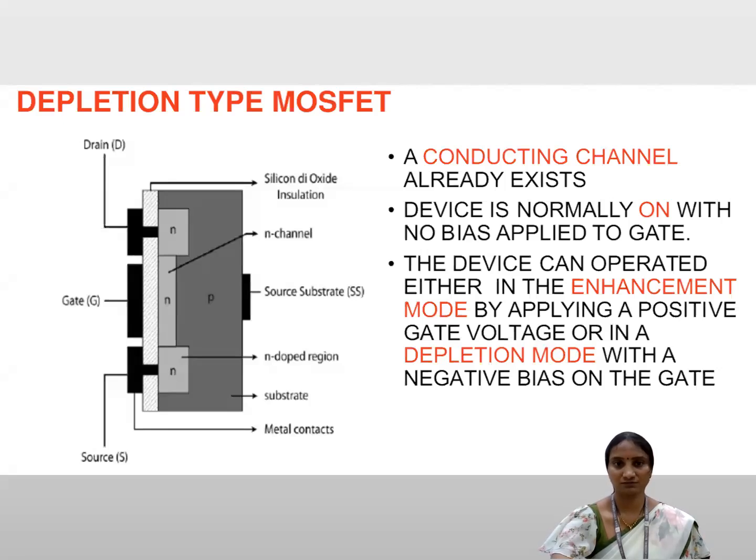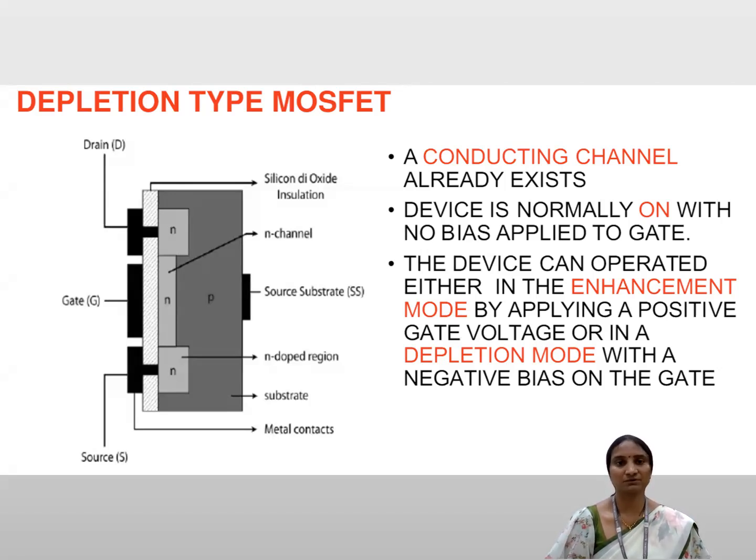If you observe the previous schematic diagram and the schematic diagram related to depletion type MOSFET, a conducting channel is already depicted over here. It means that the conducting channel already exists. At the time of fabrication itself, the channel will be created. So normally the device will be on with no bias. Means if you are not applying VGS also, the device is already on. It is normally on since the channel already exists.